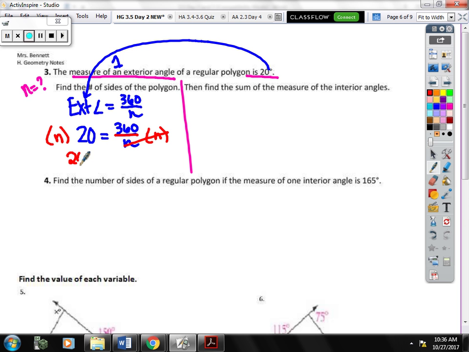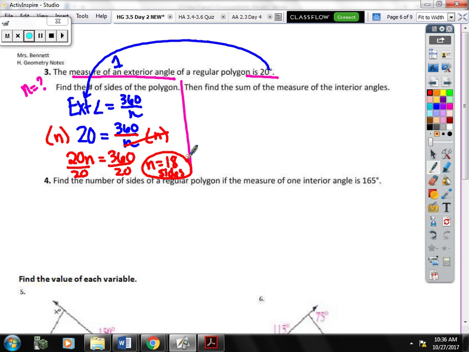So we'll have 20 times n equals 360. Now we'll divide by 20. And we'll get n equals 18. Now this is not 18 degrees, this is 18 sides. Okay.